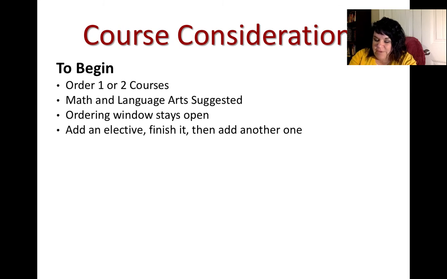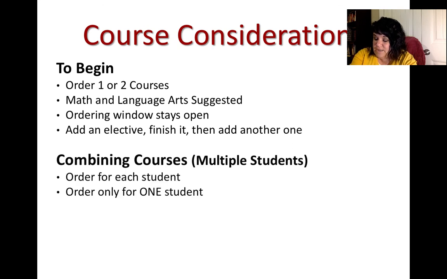You can add up to 5 courses in the school year. You can choose to add an elective, finish it, then add another one. That's definitely an option. Or after you feel comfortable with math and language arts, you can choose to add some other courses at any time. Maybe you want to start with art and history. It's totally up to you.